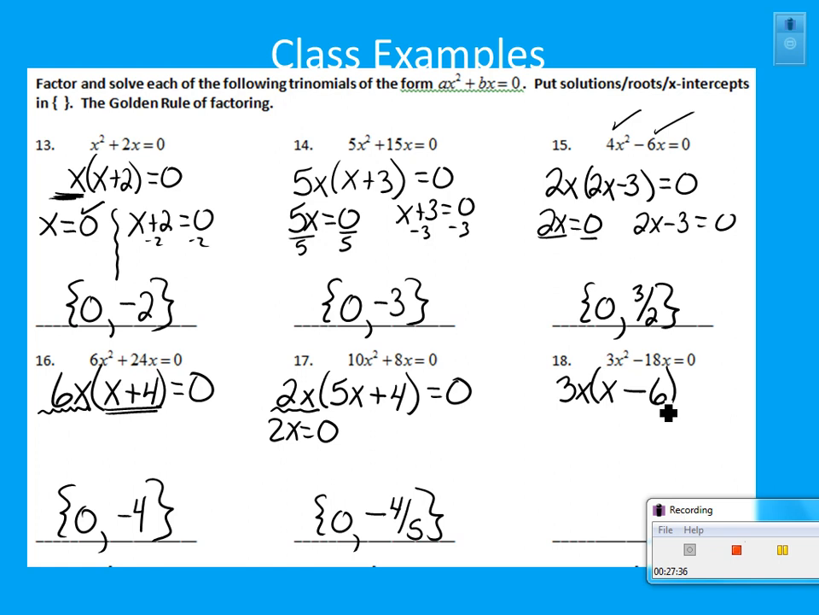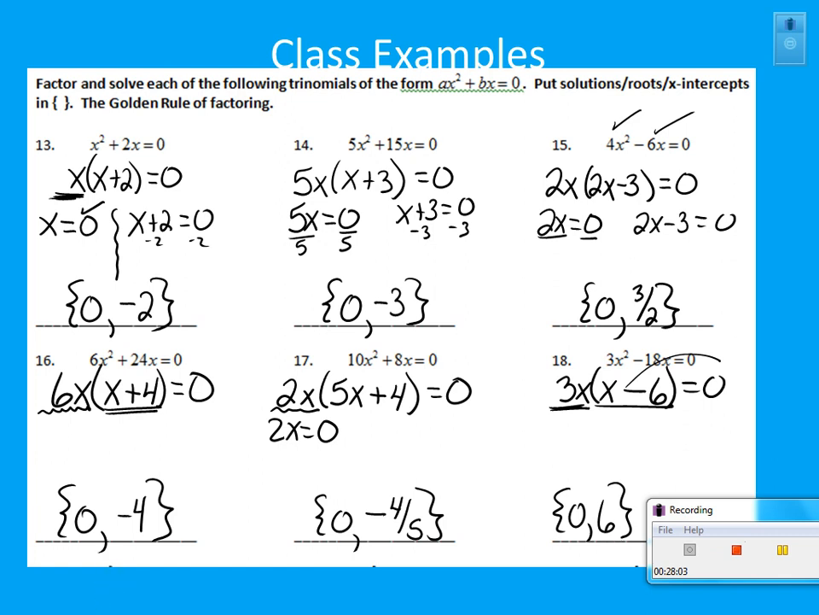Now set each of those terms equal to 0. So this one, 3 times something equals 0. One answer is 0. X minus 6 equal to 0. Think about the steps. Add 6. Divide by 1. Well, my other answer is 6. Keep noticing that I'm putting them in those braces. That tells the world these are the answers, these are the roots, these are the x-intercepts.